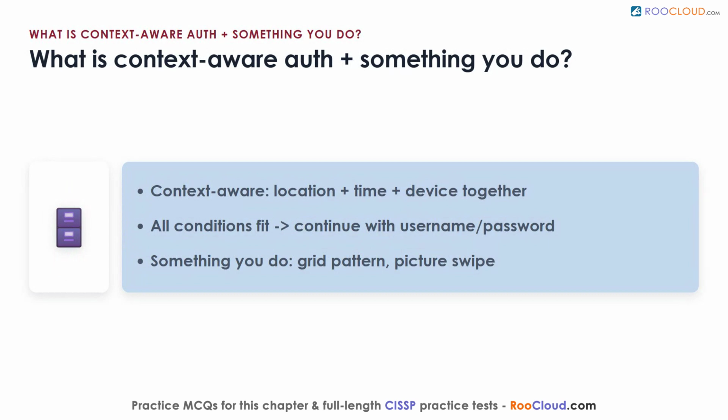What is context-aware authentication, and what is something you do? Context-aware authentication checks several signals at once, common in mobile device management. It weighs the user's location, the time of day, and the specific device before allowing a normal login to proceed. If all the conditions fit, the user continues with their username and password. There is also a lighter idea called something you do, like tracing a pattern across a grid or swiping across a chosen picture to unlock a screen. Think of it as a secret handshake your fingers perform.